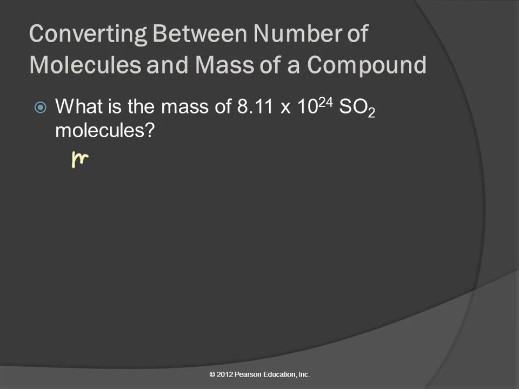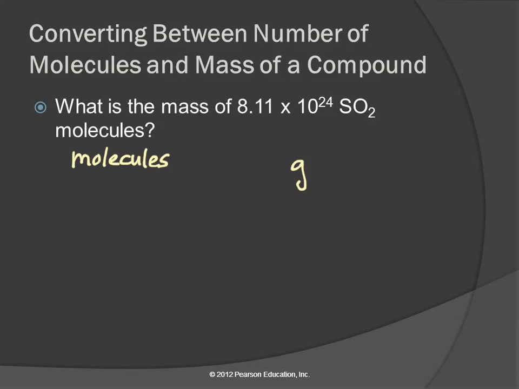So here we're going from molecules, and we're trying to find mass. Gram is our unit of mass. So let's write down what we know to see if we need to go to moles in between, or if we can do this in one step. So we could calculate the molar mass. We're going to need something with mass for SO2, so we're going to have to calculate the molar mass of SO2.